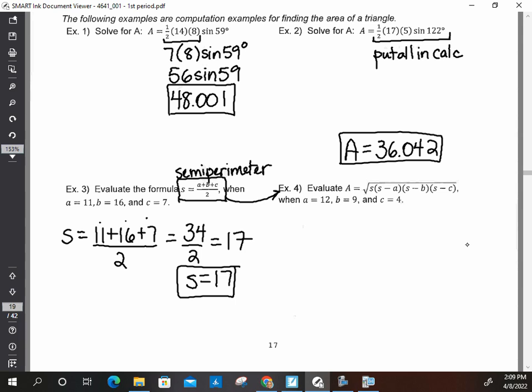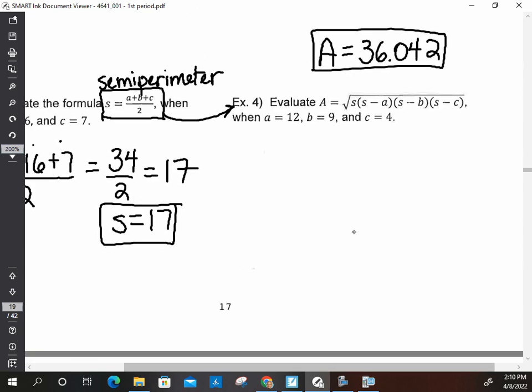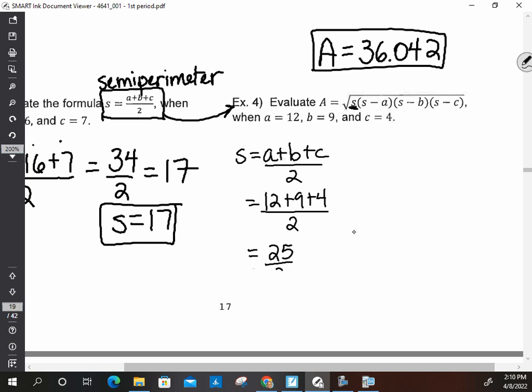So notice that S is in the problem, which uses the formula from example 3. A, B, and C are obviously where A, B, and C go. So first off, since you need to know what S is equal to, you need to solve for S first. So 12 plus 9 plus 4 divided by 2. 12 plus 9 plus 4 is 25. 25 divided by 2, 12.5.